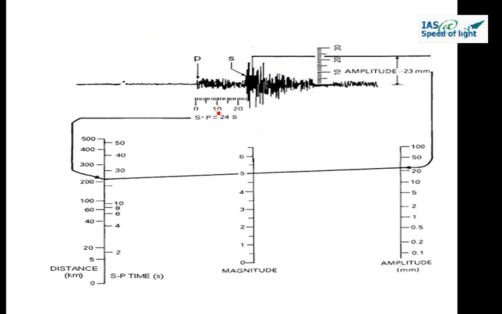This is how it is actually calculated. The difference between S minus P is put here, then with change in the distance we have the change in the magnitude and then the amplitude. So this is a typical example of the Richter scale.